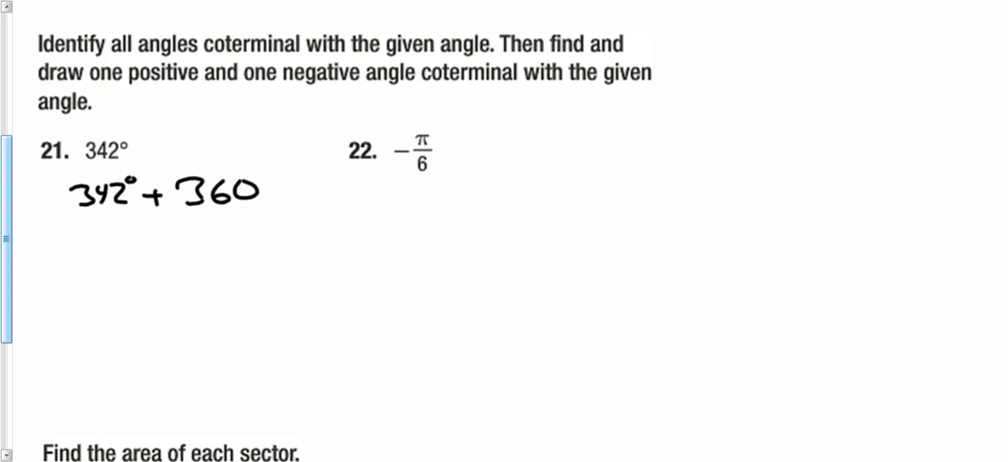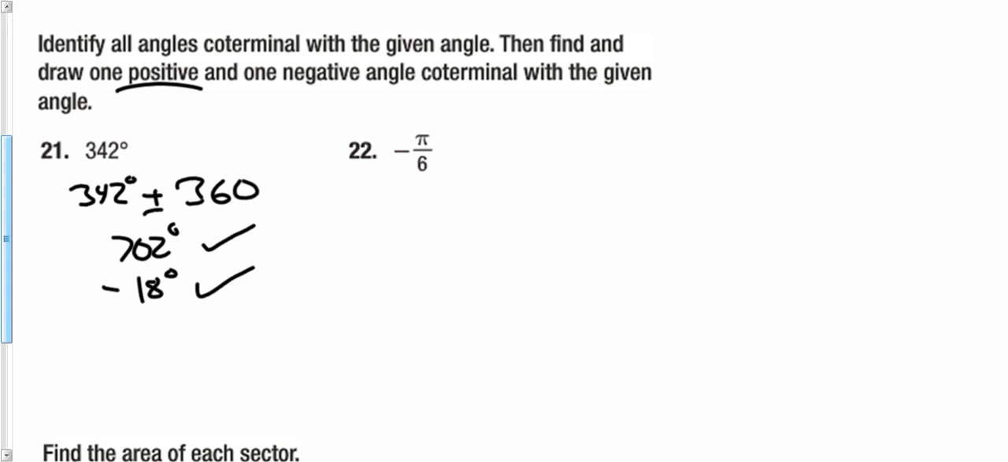Doing that gives me 702. That is a positive coterminal angle. Next, to find a negative coterminal angle, we have to subtract 360. Doing that is going to give me negative 18. That's one positive, one negative coterminal angle, all just by adding or subtracting 360.